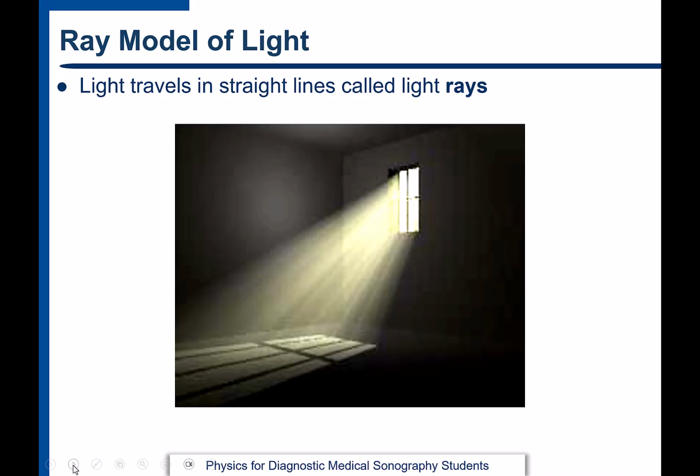The first thing we need to understand is something referred to as the ray model of light. What the ray model of light says is that light travels in straight lines, and we call those rays. This picture kind of illustrates it. Here we've got a room with some dust in it, and you can literally see that the light is traveling in straight lines. In fact, you'll notice if the light didn't travel in straight lines, then this window wouldn't cause the reflection that we see down here on the ground. So I think it's pretty understandable for us that light does travel in straight lines.